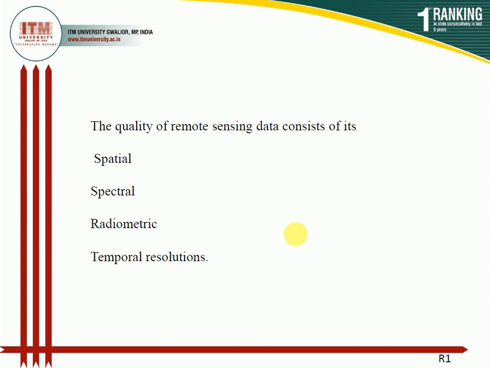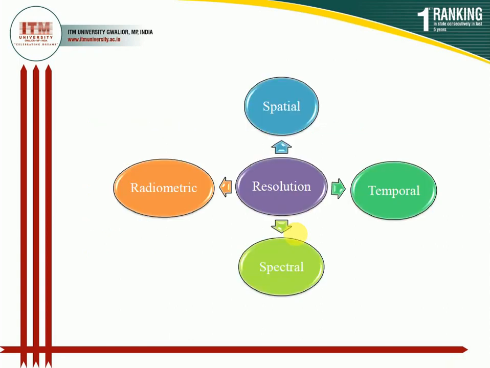When a sensor observes a certain feature on the earth's surface, the sensor observes the feature in four resolutions. The first one is the spatial resolution, the second one is the spectral resolution, the third one is the radiometric, and the fourth one is the temporal resolution. Means any sensor will observe spatial, spectral, temporal, or radiometric resolution.